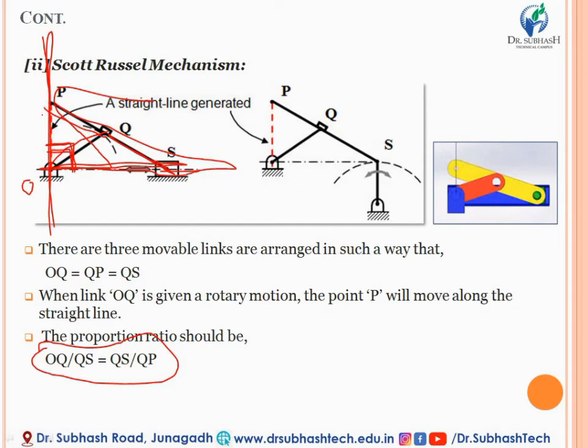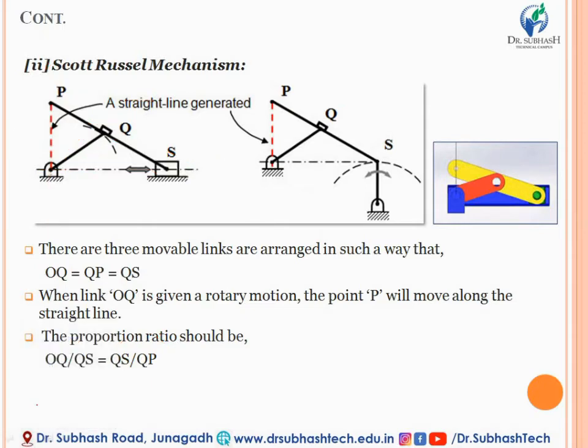So if you do so, the point P will move in a straight line, whether the circle has a very small diameter or a very large diameter. It does not depend on the particular straight line generating mechanism or Scott-Russell mechanism. Point P will always form a straight line if you maintain this proportional ratio. So this is what we have discussed about the Scott-Russell mechanism.